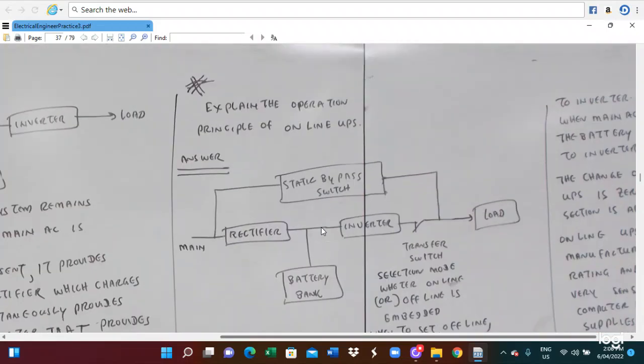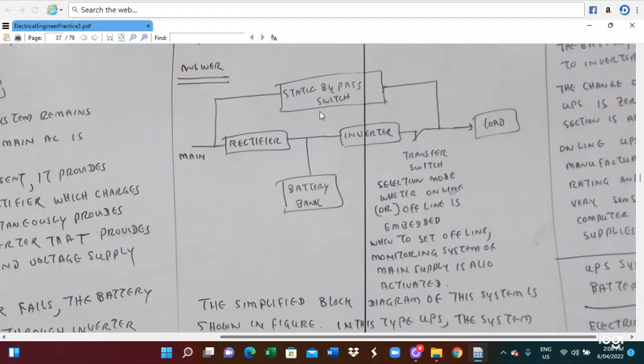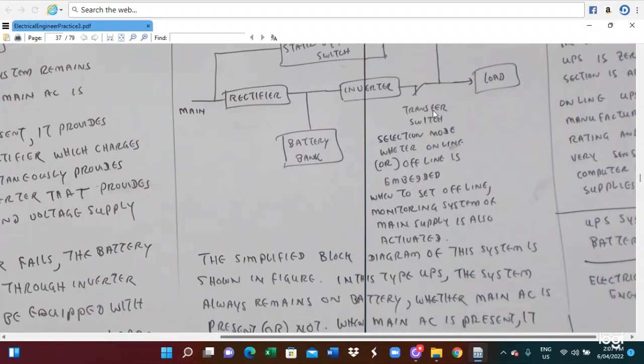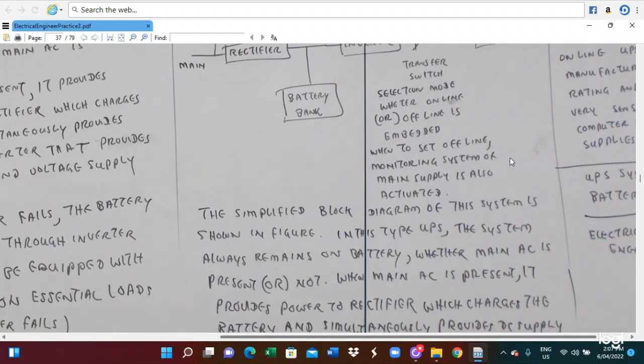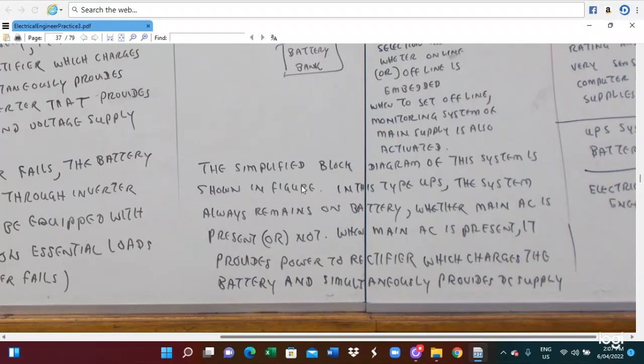Here is the operation principle of the online UPS. So this is the online UPS system. Here you see the main rectifier, inverter, battery, static bypass switch, and the connected load. This includes the transfer switch. The transfer switch station mode, whether online or offline, is embedded. The simplified block diagram of the system is shown in the figure.